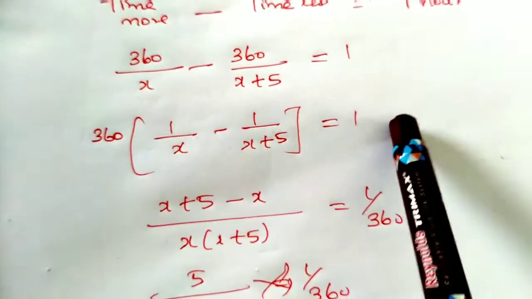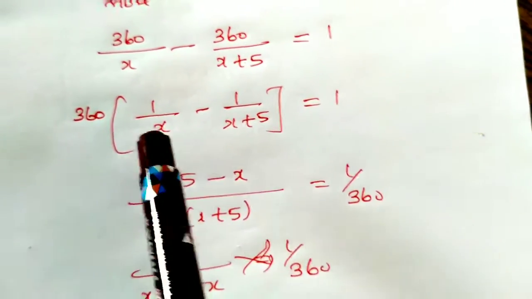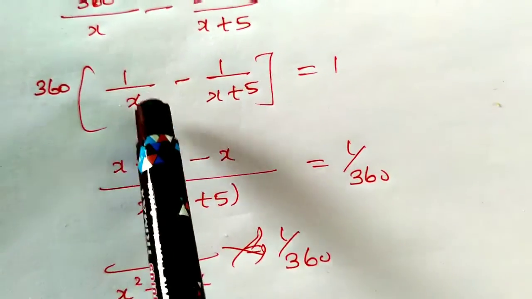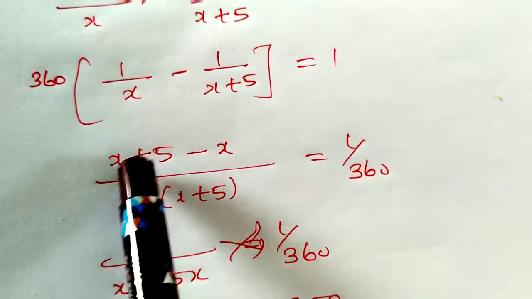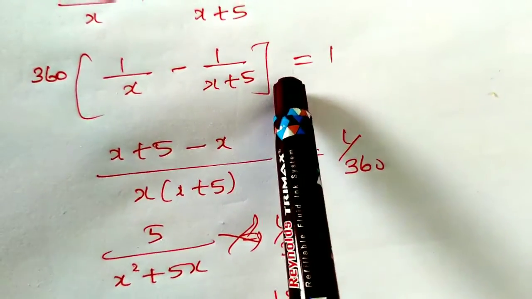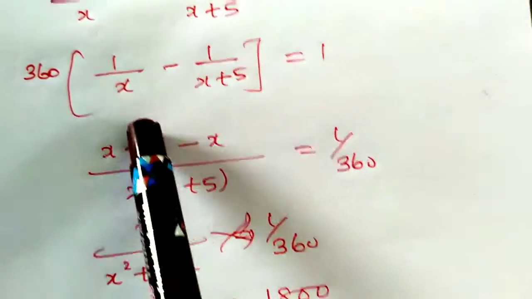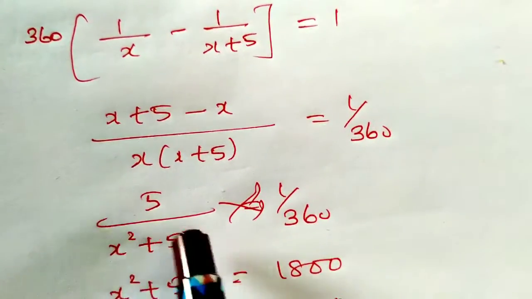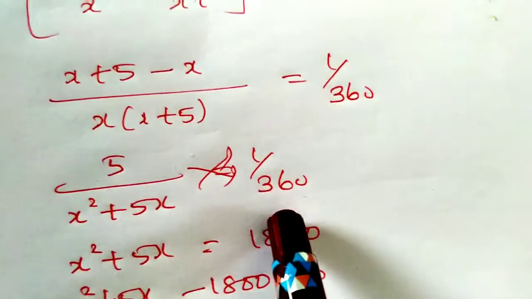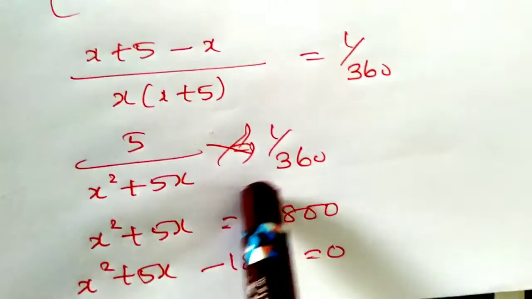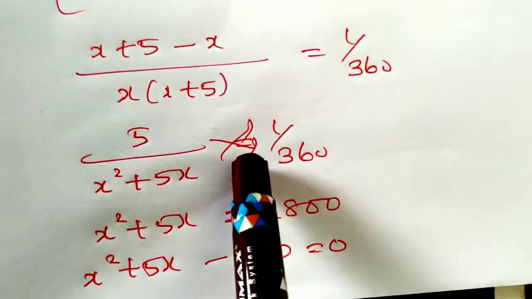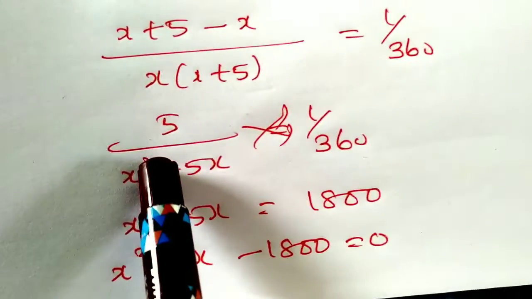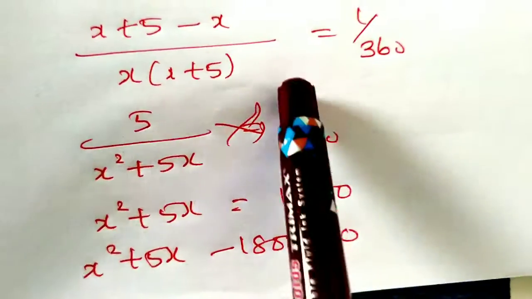Take this 360 to this side, it comes to the denominator place: 1 by 360. Now find the LCM of x and x plus 5. The LCM will be x into x plus 5. So I wrote x plus 5 here. Multiply here by x, therefore the numerator also by x. Plus x minus x gets cancelled. 5 by x square plus 5x is equal to 1 by 360. When further simplification is not possible, with an equal to sign and two fractions, just cross multiply and remove the bracket.